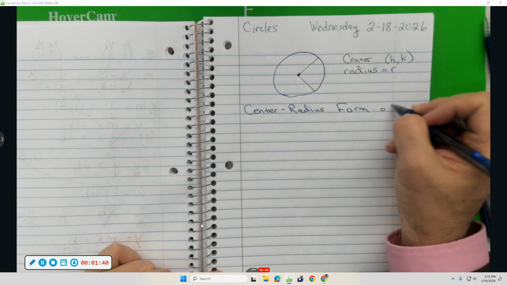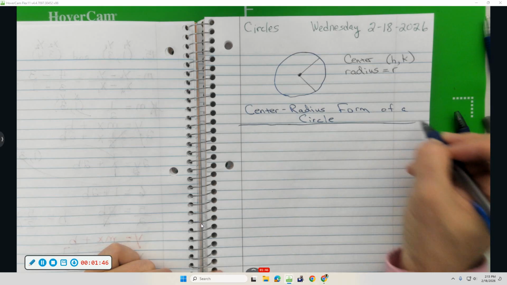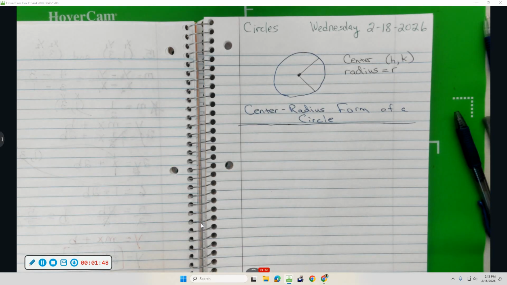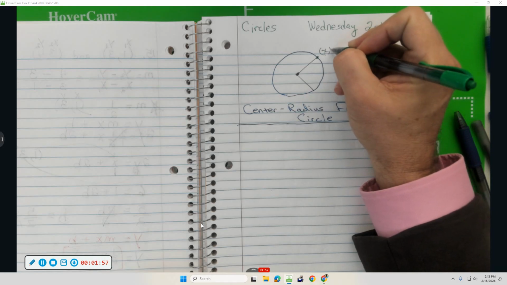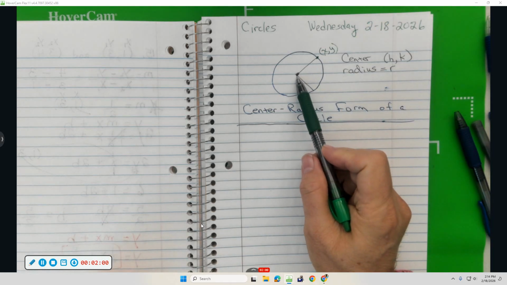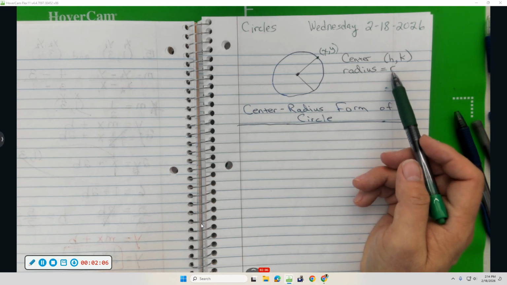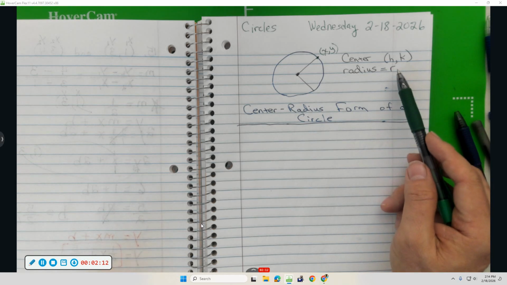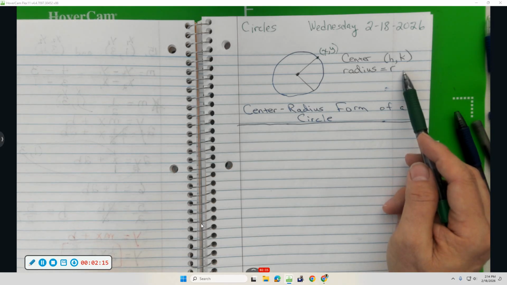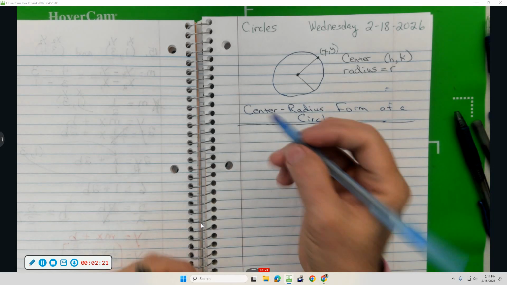Center radius form of a circle. Center radius form of a circle is derived from the distance formula using a point on the circle (x, y) and the coordinates of the center (h, k), and then solving for r. We'd get rid of the square root then, I should have said. We'll get rid of the square root, and by squaring both sides, that's why we get this form.